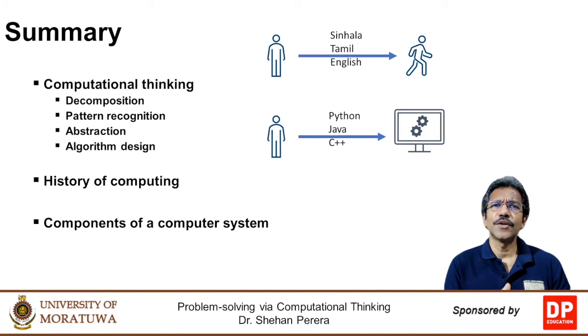Now that we know about computational thinking and how to solve problems using computational thinking, we need to know how we can write the solution to the problem using a language that the computer can understand. I can tell you how to go to Sigiriya in English or Sinhala or Tamil. Similar to that, we need a programming language such as Python to communicate with the computer and tell how to solve the problem. That is what we are going to learn in Python programming.